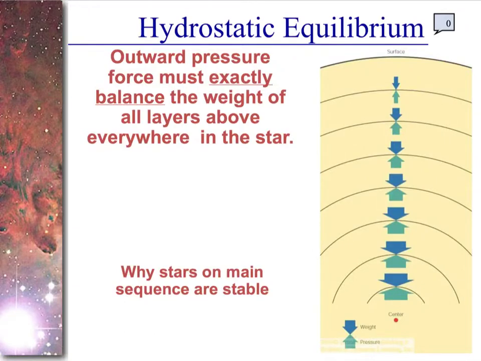So we've already talked about hydrostatic equilibrium, which is why all stars are stable on the main sequence, where you have this outward pressure of fusion, which is exactly balanced with all the weight of the layers above the star and the gravity pushing in. And this is why stars are stable on the main sequence.